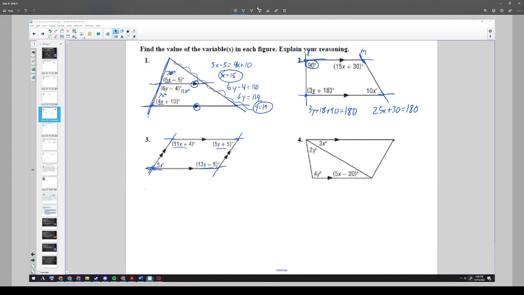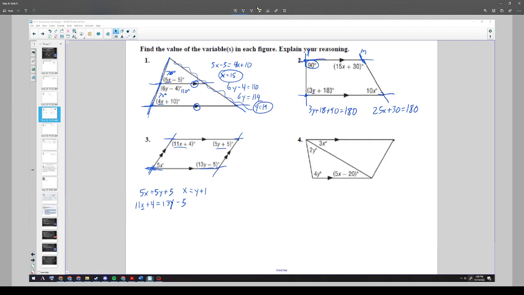So we would have 5x equals 5y plus 5. We could simplify that by taking out a GCF and just say x equals y plus 1. Our other equation would be 11x plus 4 equals 13y minus 5. So I could then pretty easily solve this by substitution because the top one is just x equals y plus 1. I could plug that in for x right here and then solve for y, plug that back into here to solve for x.